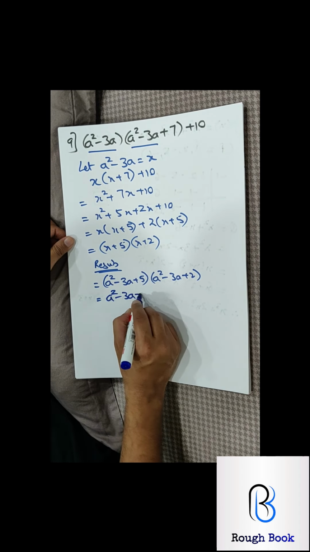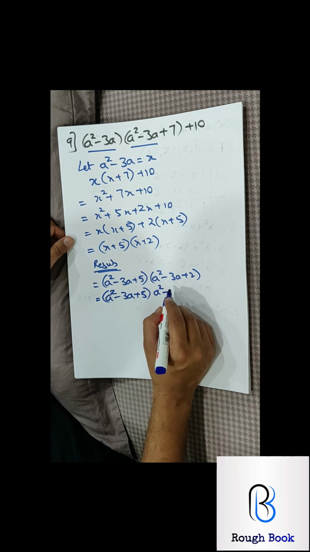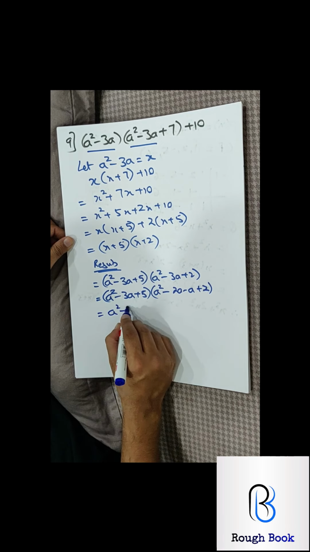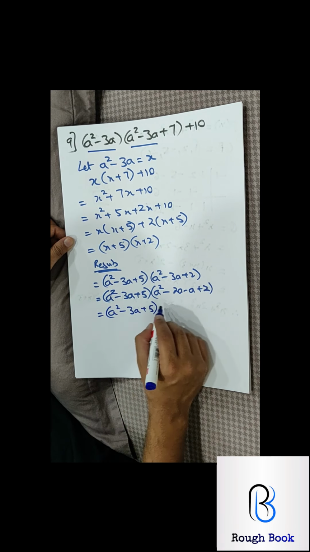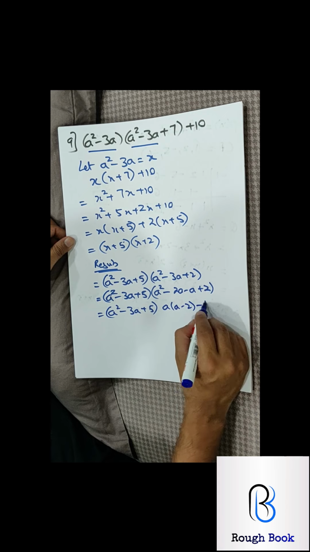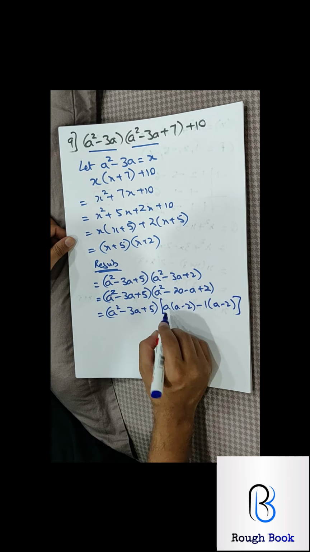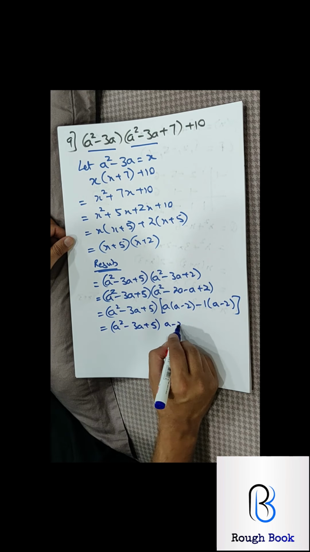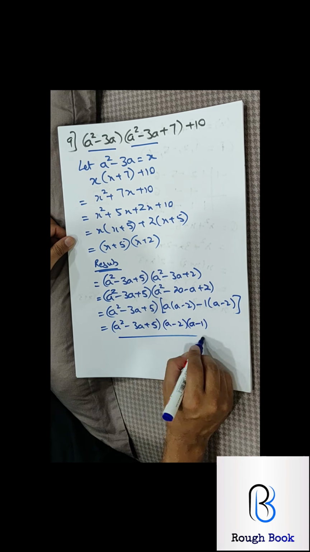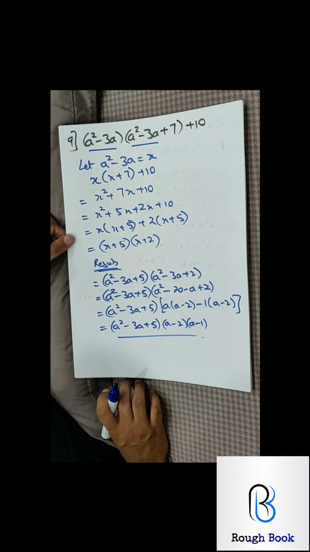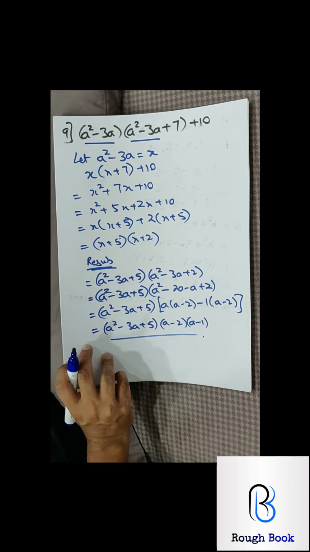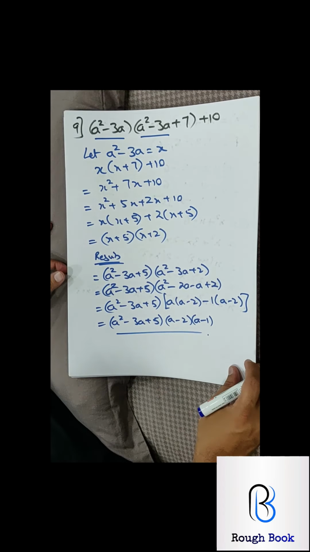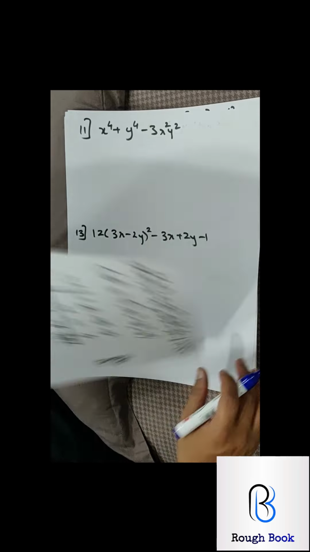So this stays as it is. But this one I shall split as 2a minus a plus 2. So I will get a square minus 3a plus 5. A common, a minus 2 minus 1, a minus 2. So my final answer: a square minus 3a plus 5, a minus 2, a minus 1. I hope you remember this. Good question again. From exam point of view, we had done this type in the previous exercise. I hope you can manage to do it. How many got it on their own? Super. Let's go to the next one.